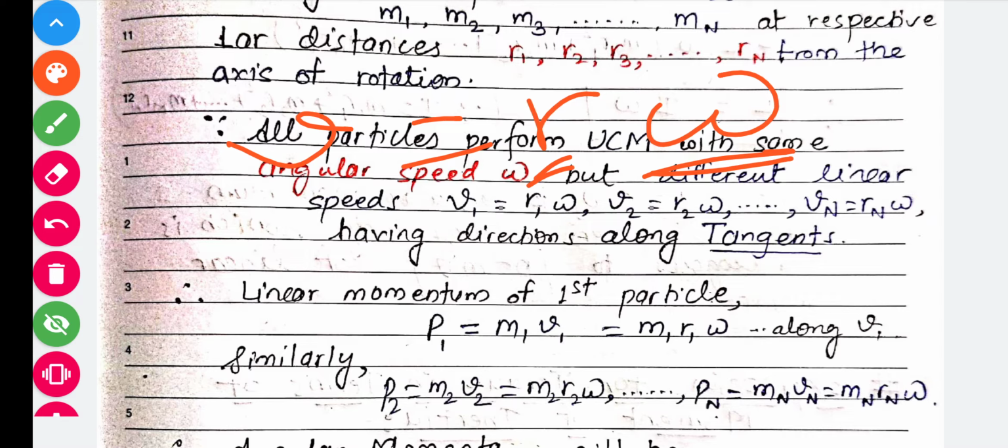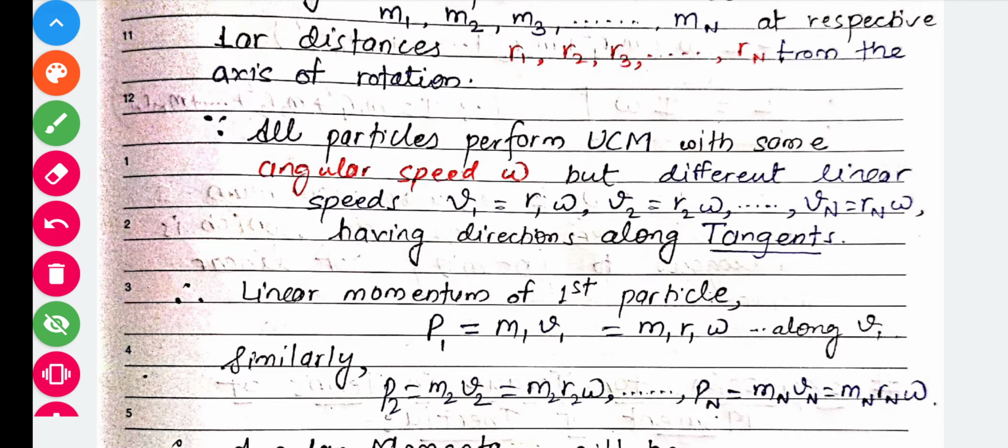Magnitude wise, we consider it as angular speed. This is linear speed. For particle 1, it will be V1 = R1 omega. Omega is constant for every particle. For particle 2, it will be V2 = R2 omega. For particle 3, it will be V3 = R3 omega. So for the nth particle, it will be Vn = Rn omega.